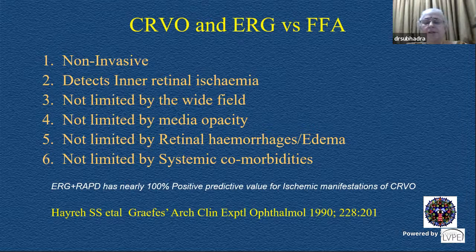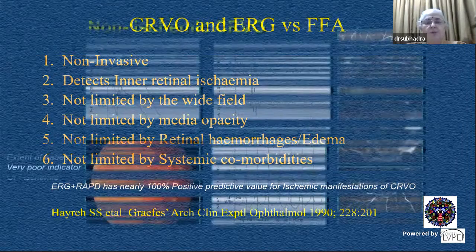In fact, electrophysiology ischemic changes along with RAPD has 100% positive predictive value for neovascularization in CRVO. And almost all my patients of CRVO undergo electrophysiology to know whether it is ischemic or non-ischemic, and whether after the anti-VEGFs, I need to do a laser or I don't need to do a laser.